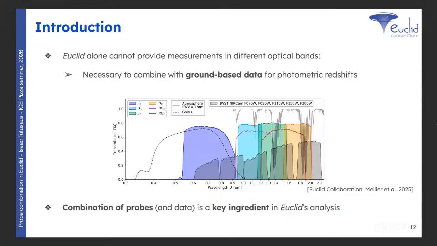Now, one thing that's quite important to keep in mind, and I go back again to this combining idea, is that Euclid actually needs to combine already from day 1. What I mean by that is that this is the transmission as a function of the wavelength that we have in Euclid. You see this blue, very broad band here. This is the band that we have in VIS.